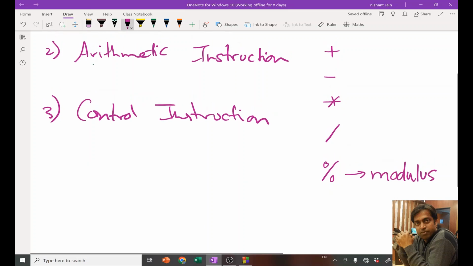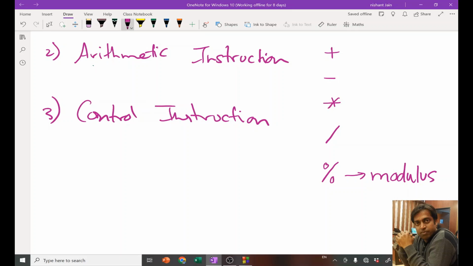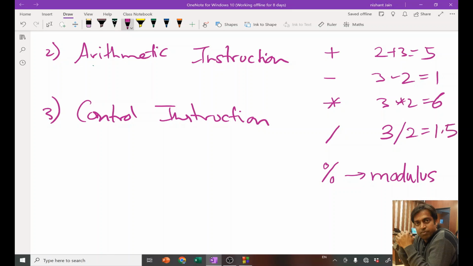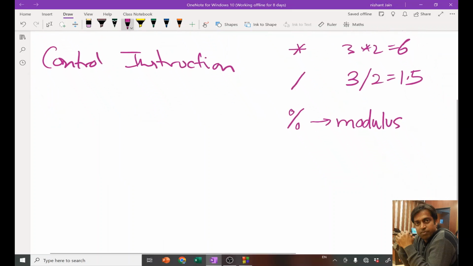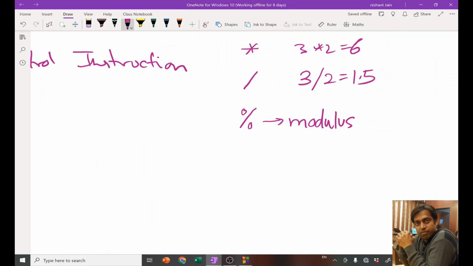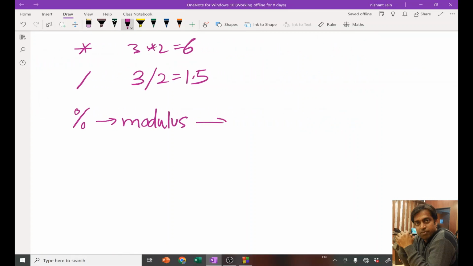For the first 4 operators, like you already know, 2 plus 3 we get 5, 3 minus 2 we get 1, 3 multiplied by 2 we get 6, and 3 divided by 2 we get 1.5. Right? For the modulus, what modulus does is give us the remainder.